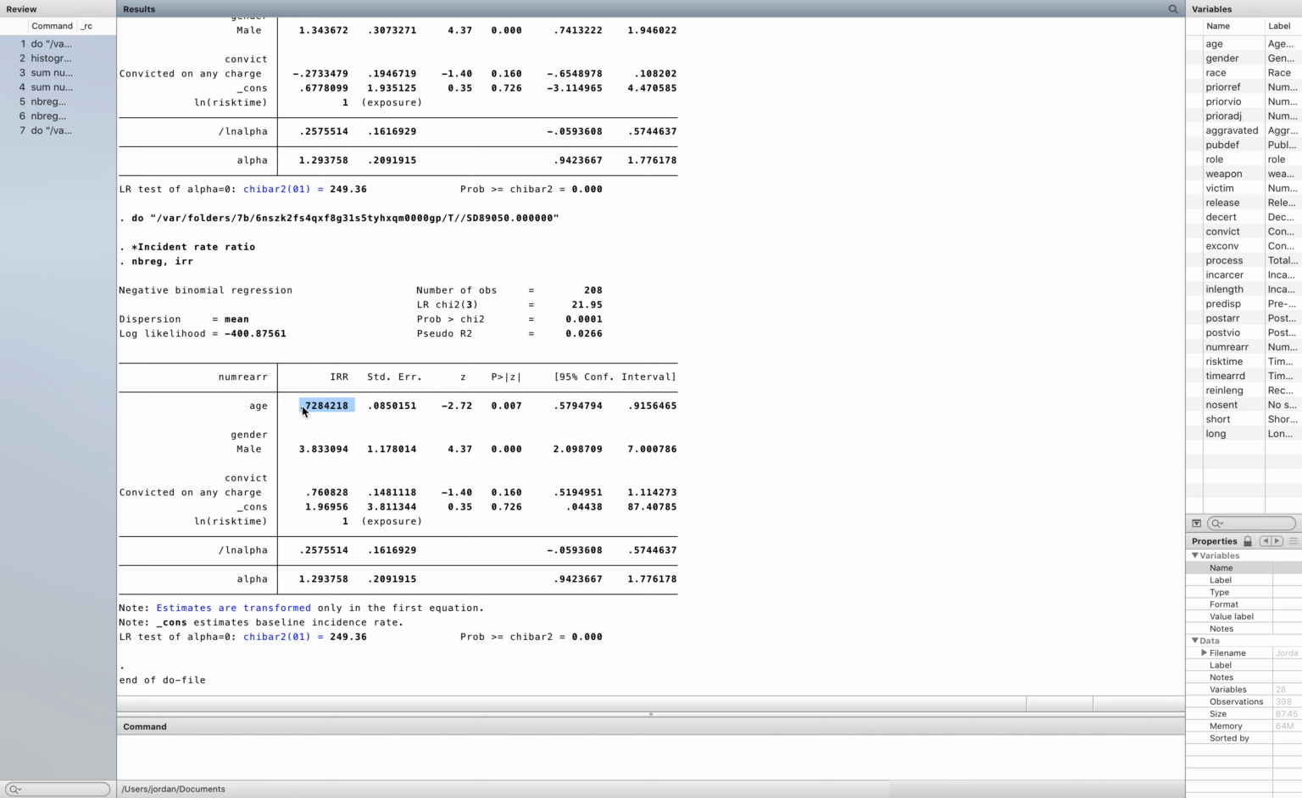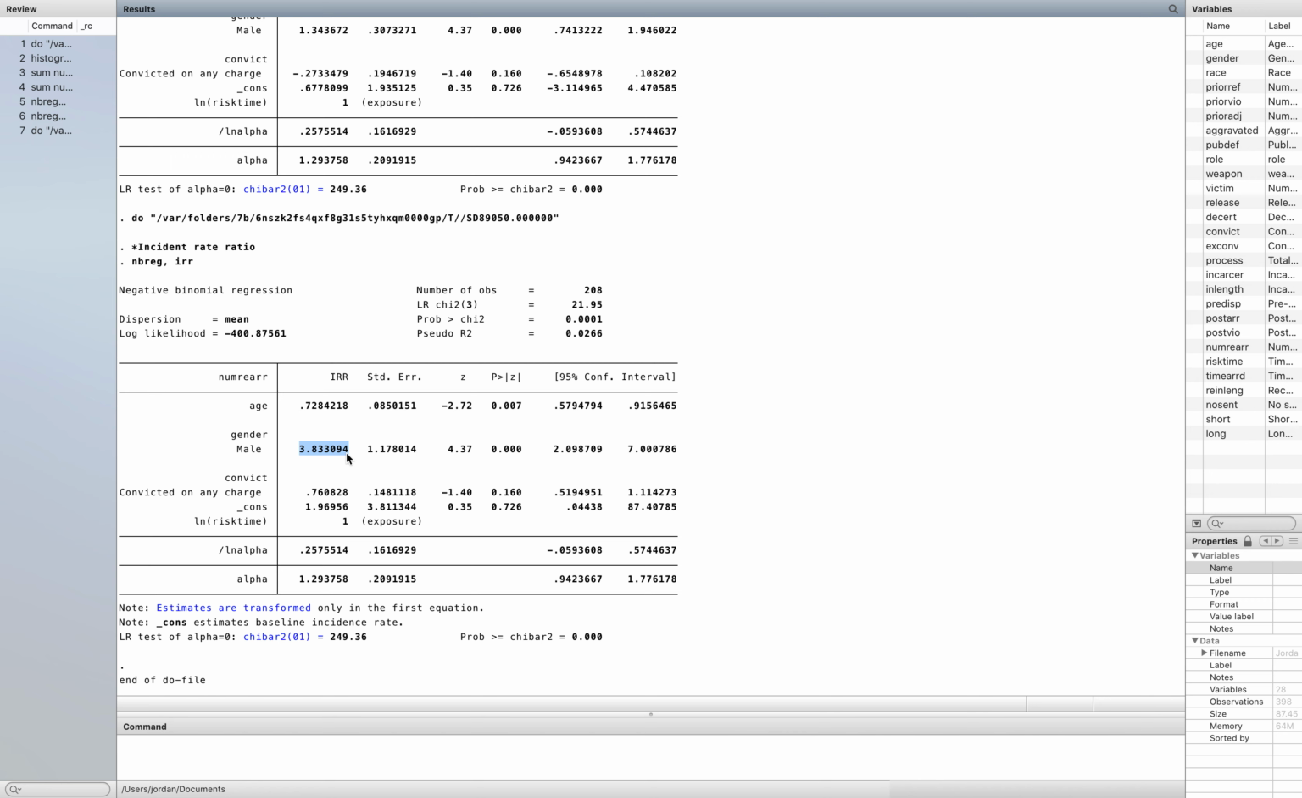So here, you'll see the IRR is 0.72. What this tells you is that for every unit increase in age, the rate of rearrest decreases by like 27.2%. So the difference between 1 and its value, moving the decimal place over twice. So for every unit increase in age, the rate of rearrest decreases by about 27.2%.